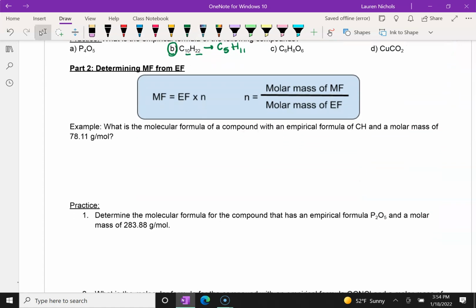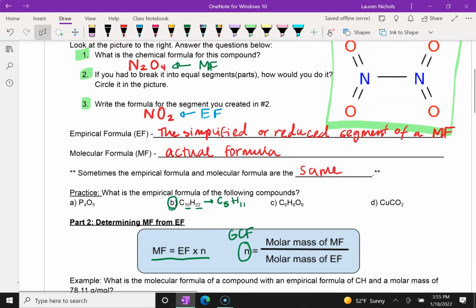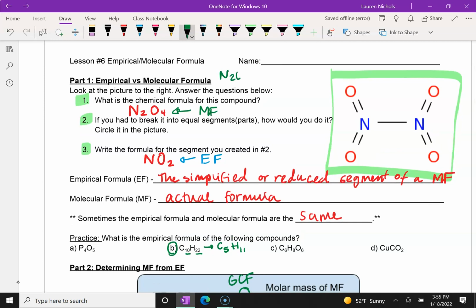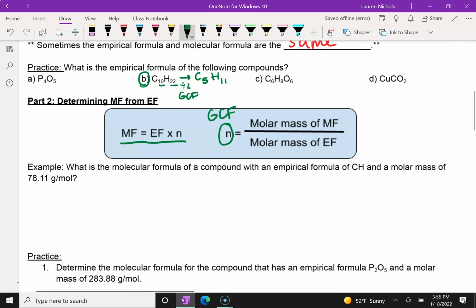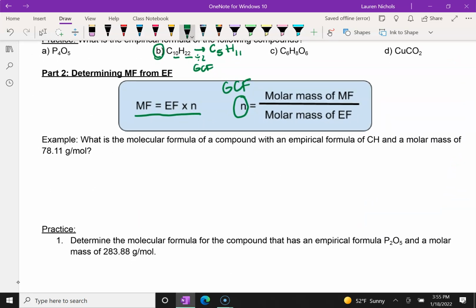Let's move on to part 2. What if you have your empirical formula and you want to determine what the molecular formula is? Okay, so we have this formula here. It tells us that our molecular formula is equal to our empirical formula times N. And the way you figure out what N is, that's really just your greatest common factor, okay? Because notice here, when you were simplifying, for example, to go from N2O4 to get NO2, you divide it by 2, which is your greatest common factor. Or for B, to get to C5H11, we also divided by 2, and that was the greatest common factor. We use that same thing, but where you would multiply by our greatest common factor, and to figure that out, you divide the molar mass of your molecular formula by the molar mass of your empirical formula.